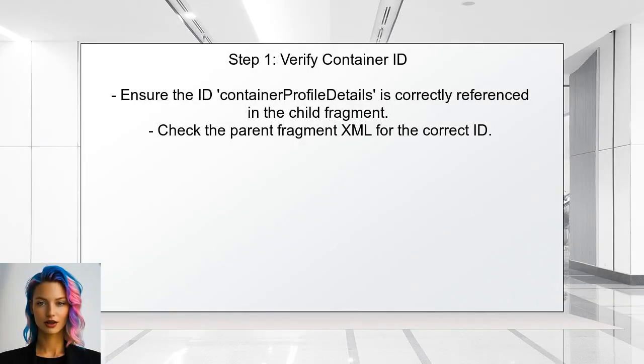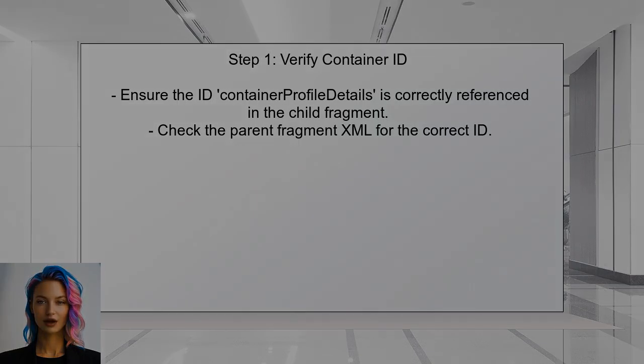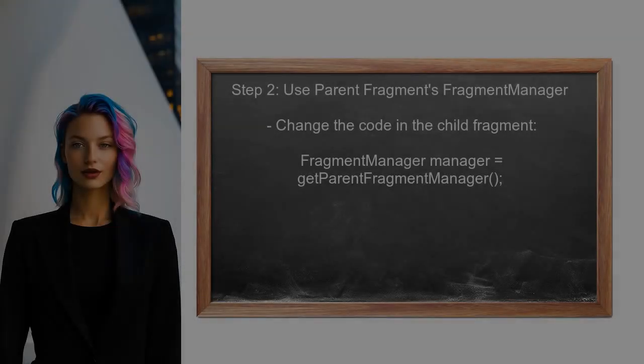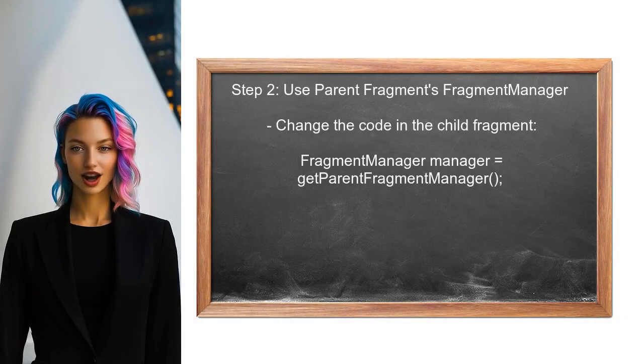To begin resolving the user's issue, we need to ensure that the child fragment is correctly replacing itself within the parent fragment's container. The first step is to check that the container ID is correctly referenced in the child fragment. Next, the user should modify the way the child fragment accesses the Fragment Manager. Instead of using Get Child Fragment Manager, they should use the parent fragment's Fragment Manager to replace the child fragment.